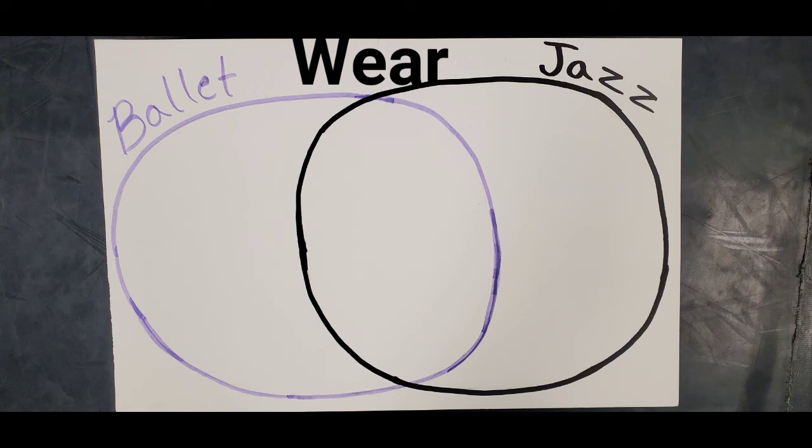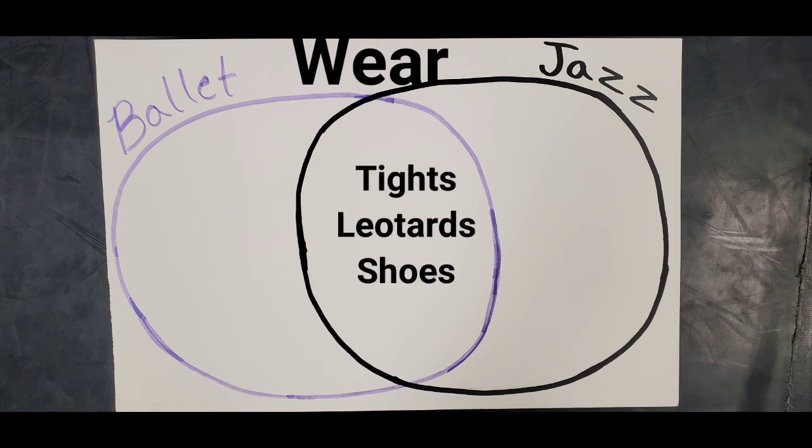Let's move on to talk about what dancers wear in ballet and jazz. In both ballet and jazz, students wear tights, leotards, those bathing suit-like pieces of clothing, and shoes. If this is similar to both ballet and jazz, where do you think it would go in our Venn diagram? If you chose the center where the circles intersect, you're correct.